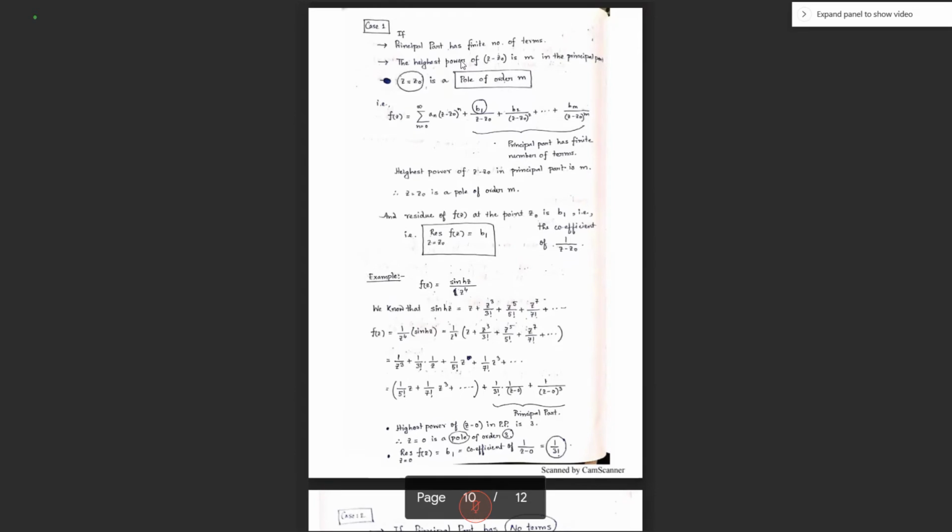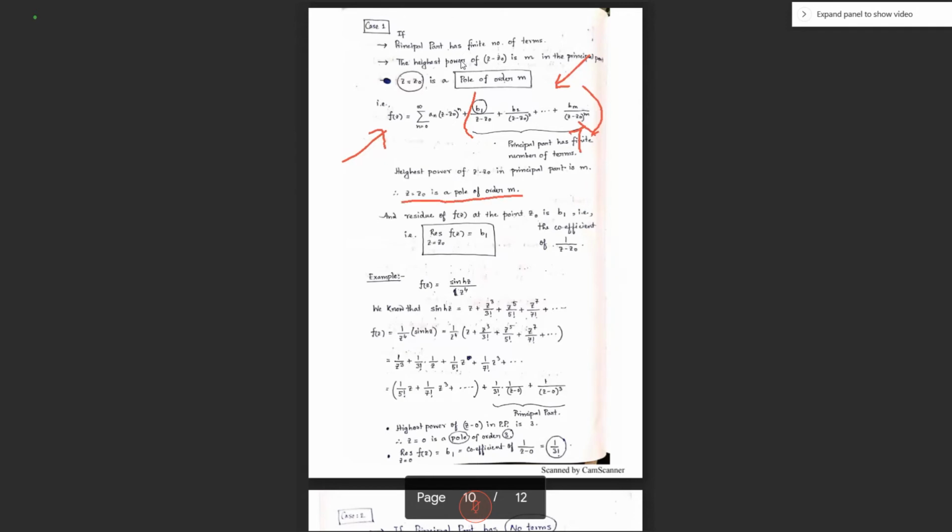See here. This is the Laurent series expansion of a function f(z), and there is a finite number of terms in the principal part. The terms in the first bracket are the principal part. Okay, so there are m number of terms. Since there are a finite number of terms in this principal part, z equal to z0 is a pole. Now what is the order of the pole? The order of the pole is the highest power of z minus z0 in the principal part. Here the highest power of z minus z0 is m, so z0 is a pole of order m.